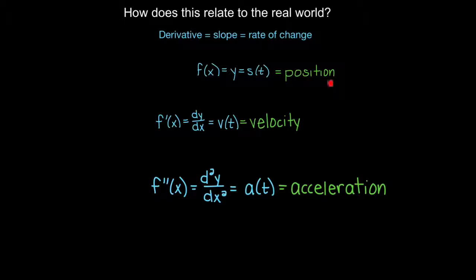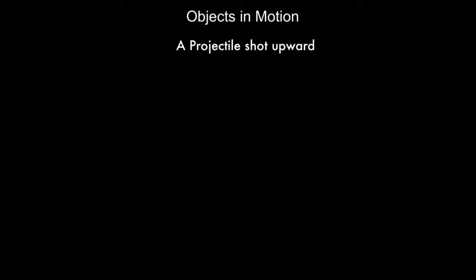So the derivative of position would be velocity. How fast is our position changing? The derivative of velocity would be acceleration. How fast is the velocity changing? Let's take a look at an example.